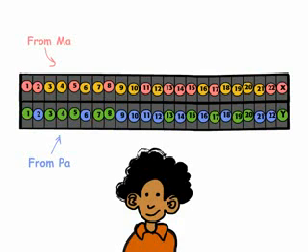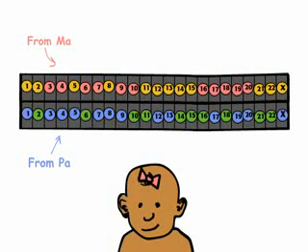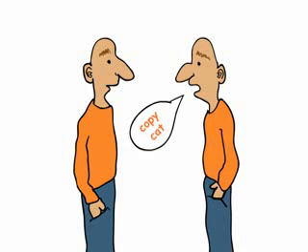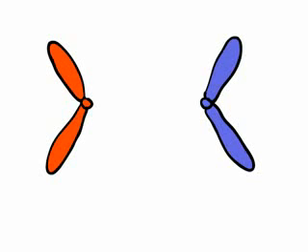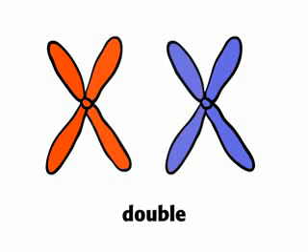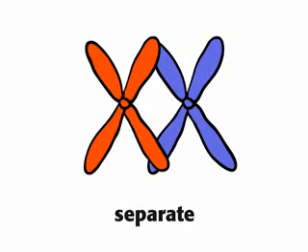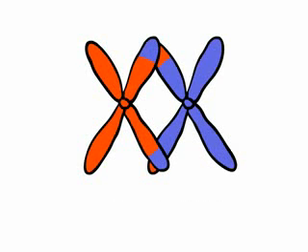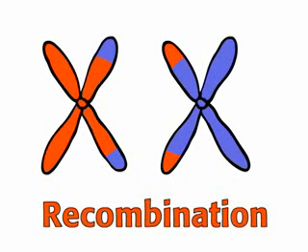But your siblings didn't necessarily get the same versions of your parents' genes that you did. Unless you happen to be an identical twin. To form sperm or egg cells, your chromosomes double, like so. When the homologous pairs separate, sometimes they cross over, and at seemingly random points, exchange DNA. This is called genetic recombination.